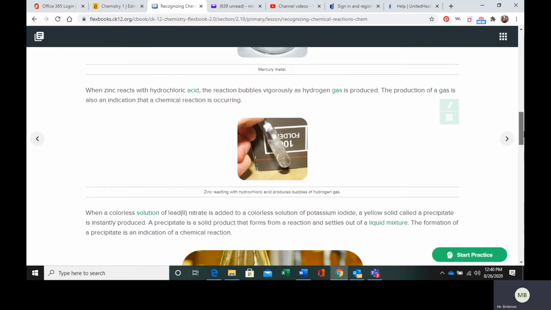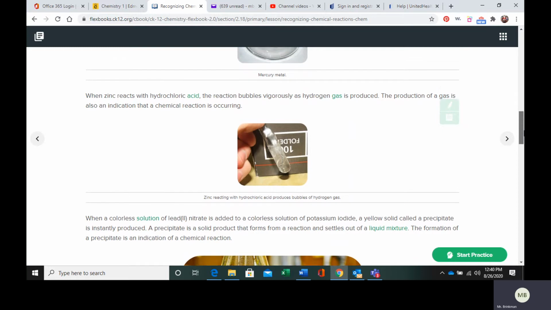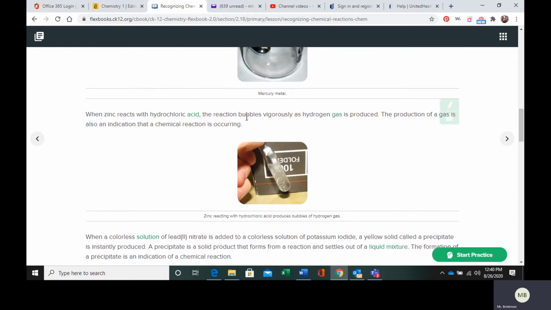When zinc reacts with hydrochloric acid, the reaction is going to bubble, and that is the sign that a hydrogen gas is being produced. So production of a gas is also going to be another indicator of a chemical reaction.